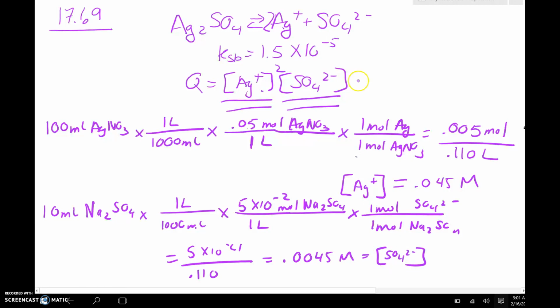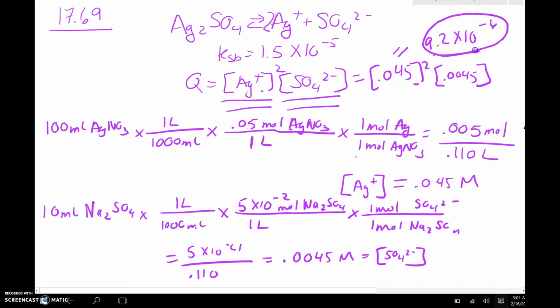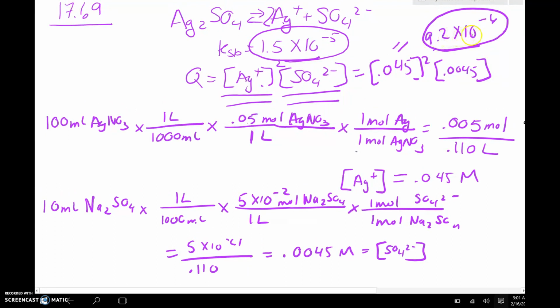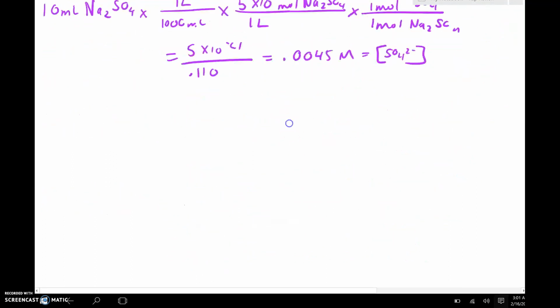Now I'm just going to take these two concentrations, plug them back in here. So this is going to be 0.045 squared times 0.0045. And I get, just doing it up here, 0.045 times 0.045 times 0.0045, I get 9.2 times 10 to the negative 6, which, as you can see, is less than my K. So for this problem, because I have the 9.2 times 10 to the negative 6, that was my Q, and my Q is smaller than my K, then no precipitate is going to form. So Q is less than KSP. So no precipitate.